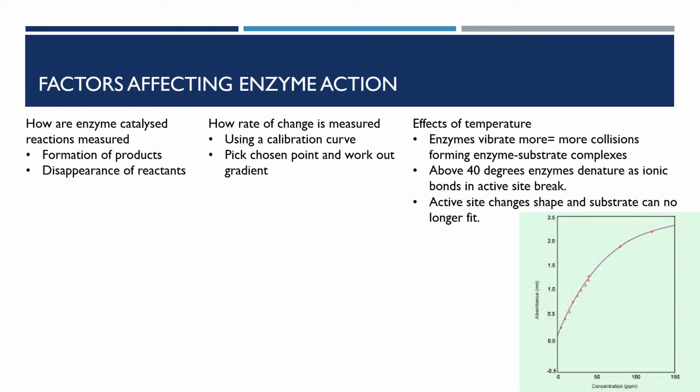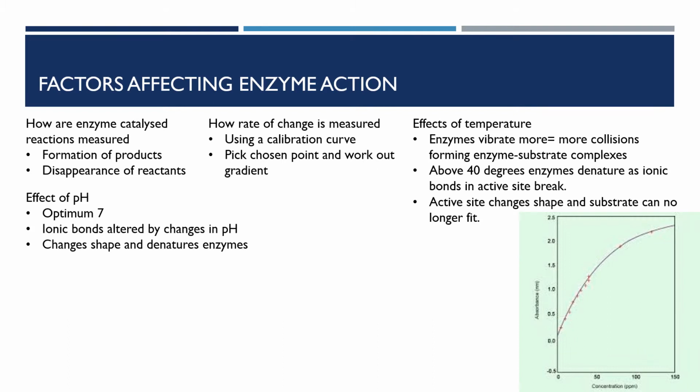The effects of temperature. Enzymes vibrate more at a higher temperature, which causes more collisions to occur, forming more enzyme substrate complexes. However, above 40 degrees, enzymes denature as ionic bonds in the active site break. Now, this breakage causes the active site to change shape so that the substrate can no longer bind, which means no enzyme substrate reactions can take place.